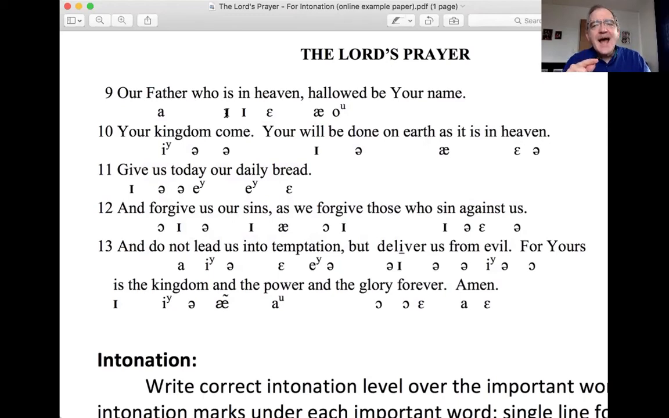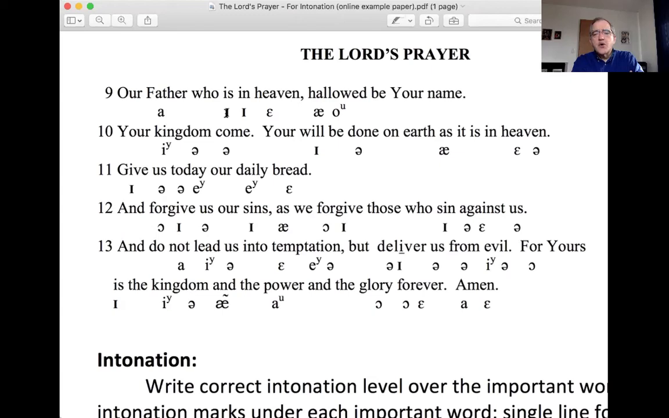Heaven, hallowed be your name. Your kingdom come, your will be done on earth as it is in heaven. Give us today our daily bread, and forgive us our sins, as we forgive those who sin against us. And do not lead us into temptation, but deliver us from evil.